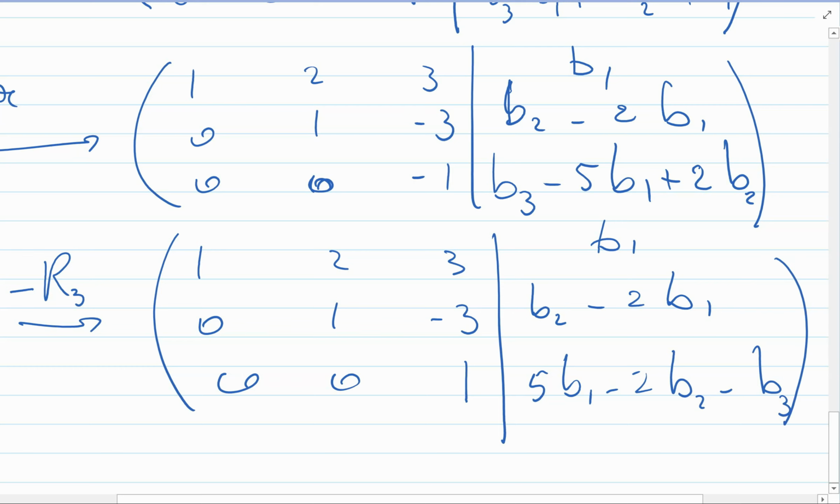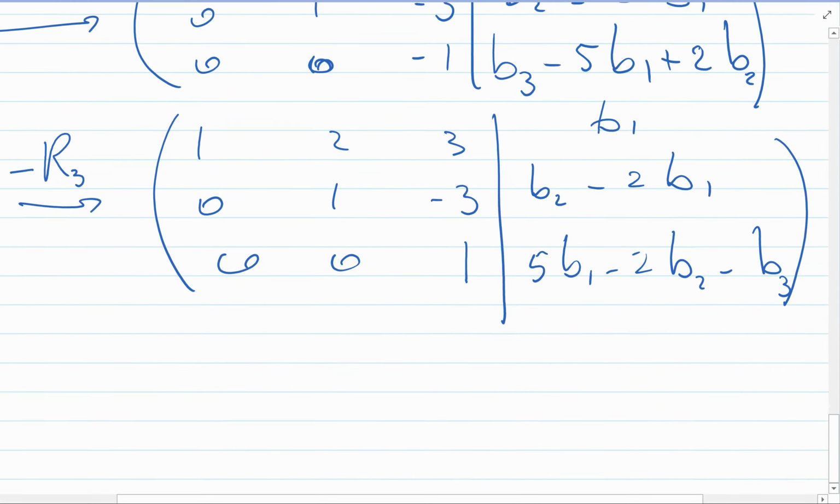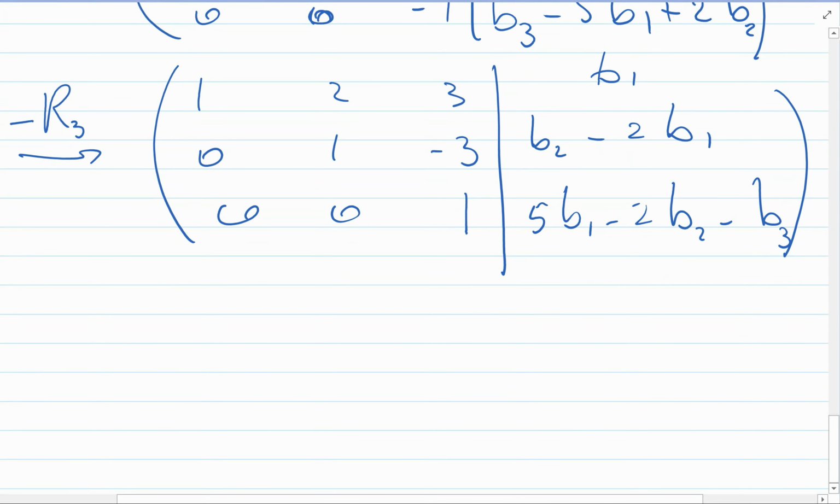Okay, so now we got the echelon form. This is the row echelon form. What is the rank of the matrix? The rank is equal to 3, and therefore we have 3 unknowns, 3 equations, and no zero rows in the coefficient matrix side, okay? Which means that this matrix is invertible. The system has only one solution, okay?